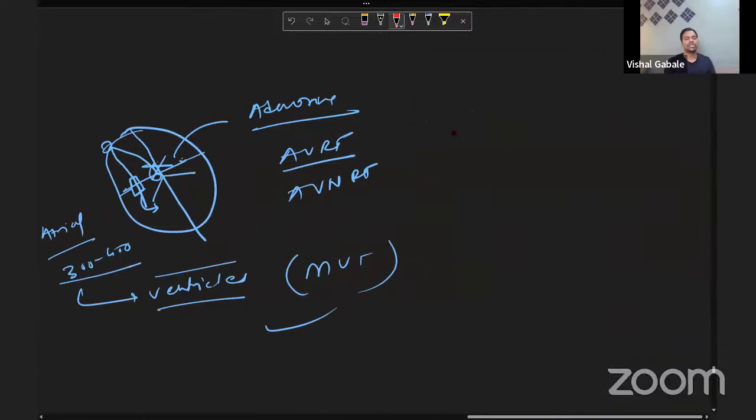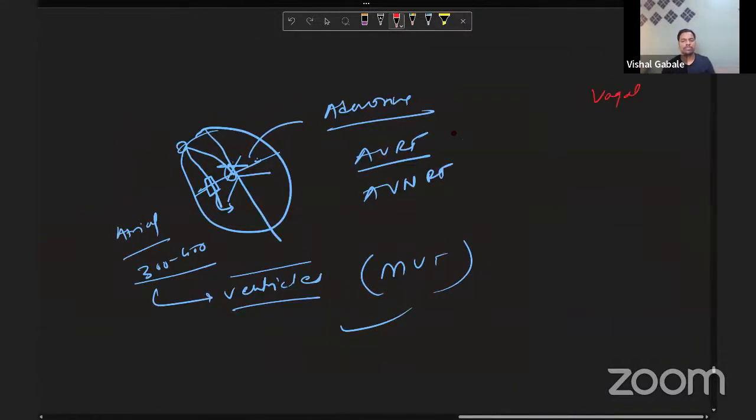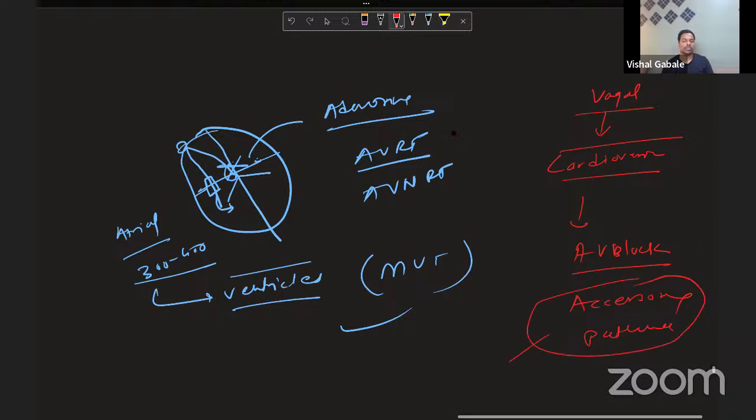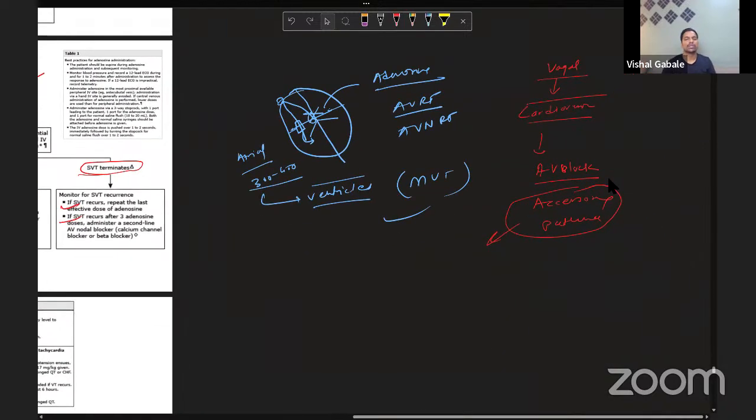Just remember, we start with the vagal maneuvers. Then, if the patient is hemodynamically unstable, we start with cardioversion. Okay, and if the patient is not getting better, or the patient develops AV block, and the patient has some sort of accessory pathway, then you can't give adenosine. No adenosine. I hope it is clear to all of you guys.